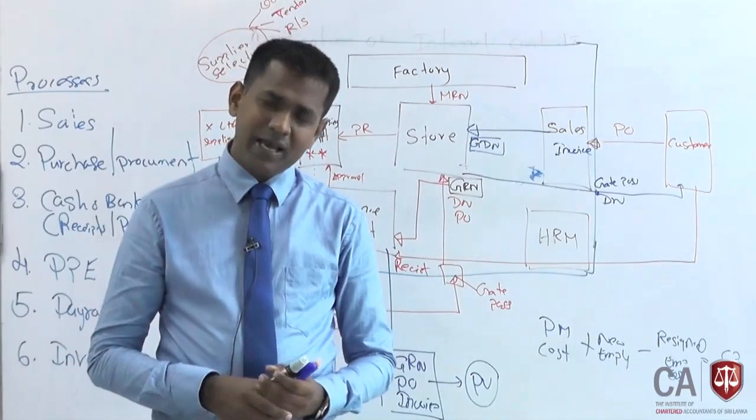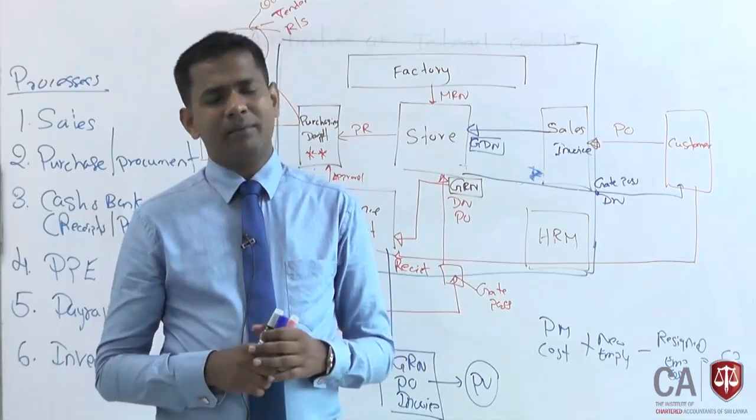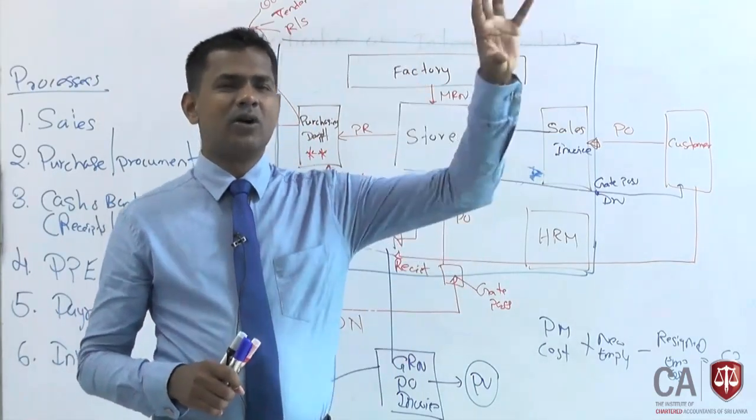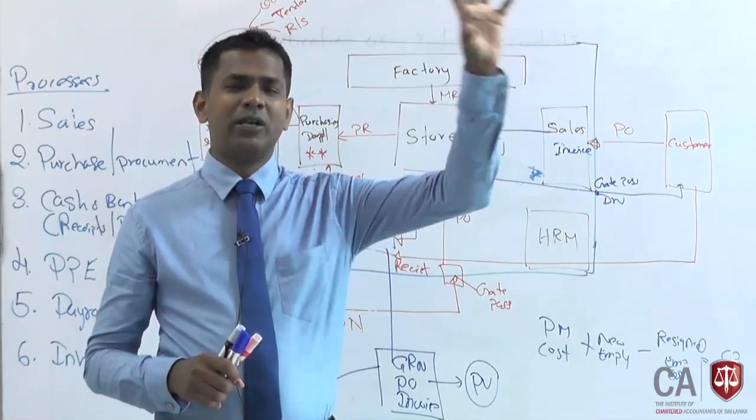And also, as you might have learned in management accounting concepts, the stock levels should be maintained: minimum stock level, buffer stock, maximum stock, reorder level.